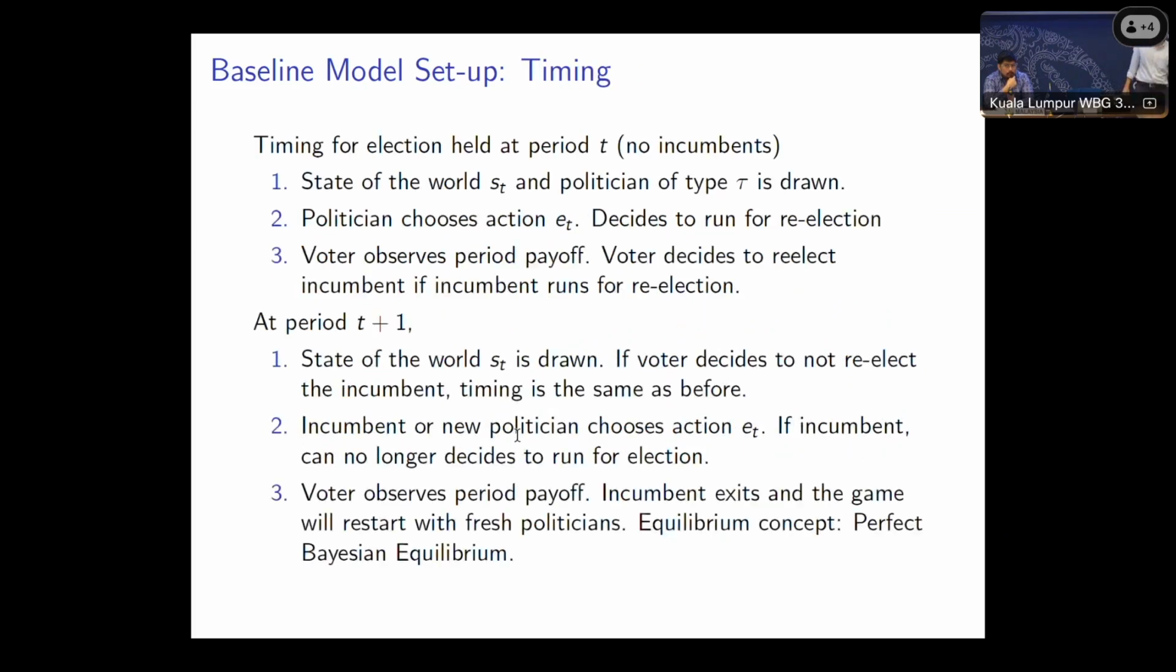So this is the timing. The state of the world and the politician of type tau are drawn, and the politician chooses the action and decides whether to run for re-election. The voter observes the period payoff and decides whether to re-elect the incumbent if the incumbent runs. At T+1, the state of the world is drawn. If the voter does not re-elect the incumbent, the timing goes back to T.